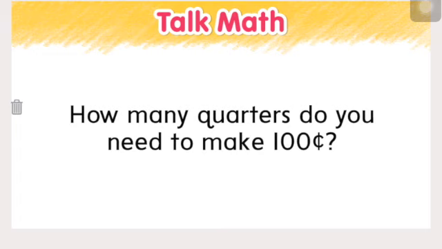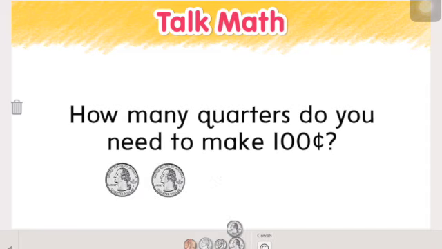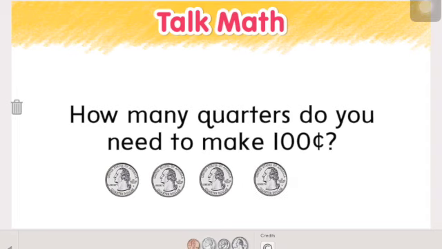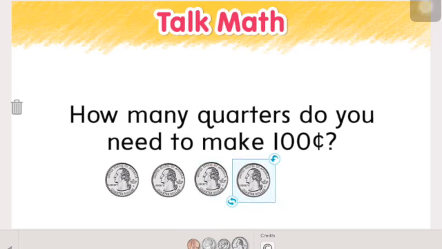How many quarters do you need to make 100 cents? So we talked about this at the beginning. We need 25, 50, 75, $1. We need 4 quarters to make 100 cents. 4 quarters equal 100 cents.